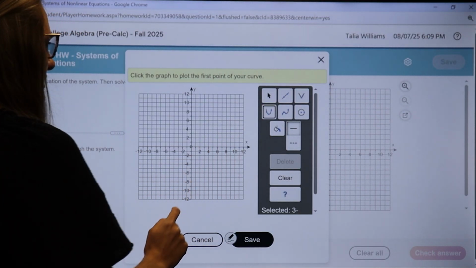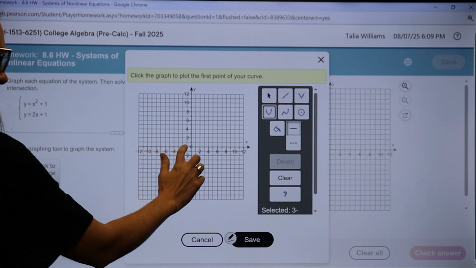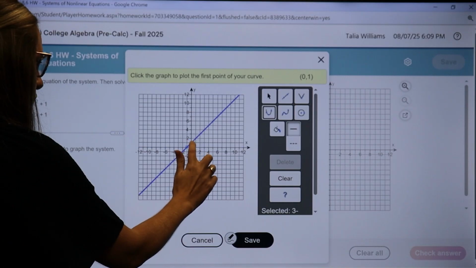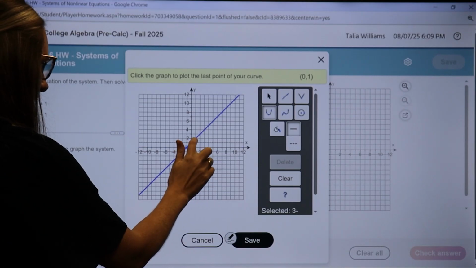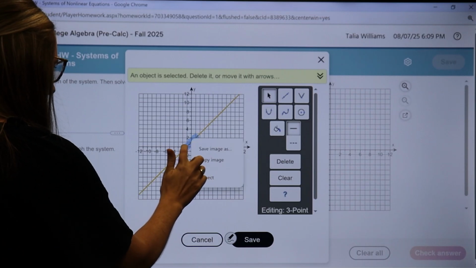So our first one is x squared plus 1. We're going to use the parabola, the quadratic tool. So since it's x squared plus 1, I know this graph is being shifted up 1. And then we're going to go up 1 over 1 because it is not being stretched.